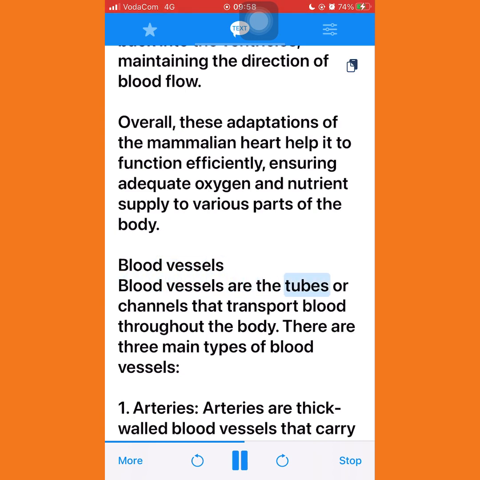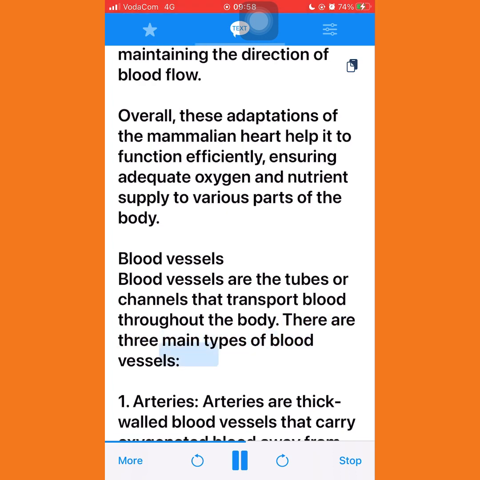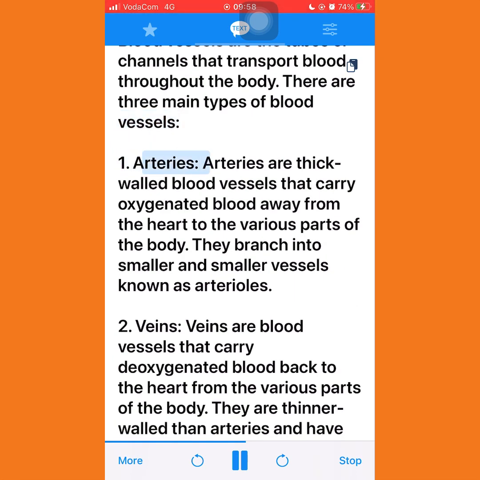Blood vessels. Blood vessels are the tubes or channels that transport blood throughout the body. There are 3 main types of blood vessels. 1. Arteries. Arteries are thick-walled blood vessels that carry oxygenated blood away from the heart to the various parts of the body. They branch into smaller and smaller vessels known as arterioles.